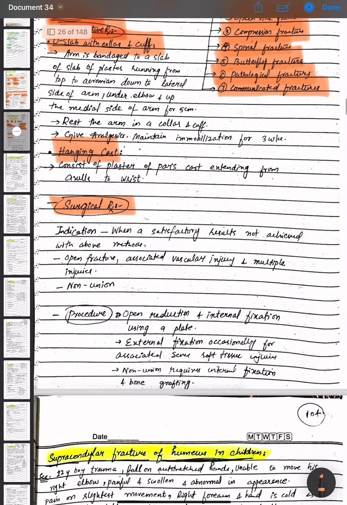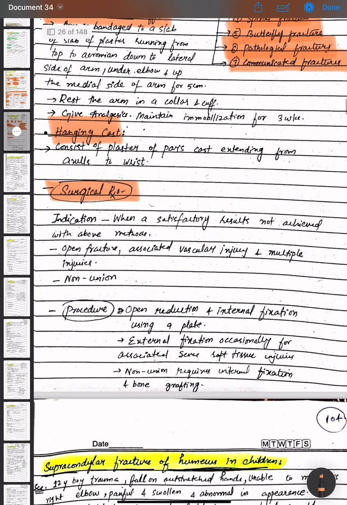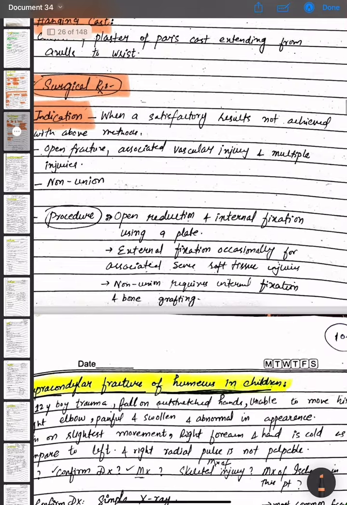Now, what are the surgical treatments? The indication is when a satisfactory result is not achieved with the above conservative methods. Open fracture is associated with vascular injury, multiple injuries and non-union. So if these indications occur, then we will do a surgical procedure. For surgery, we have open reduction and internal fixation using a plate, external fixation occasionally for associated severe soft tissue injuries, and non-union requires internal fixation and bone grafting.